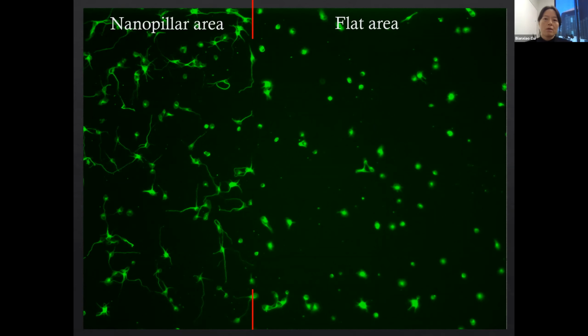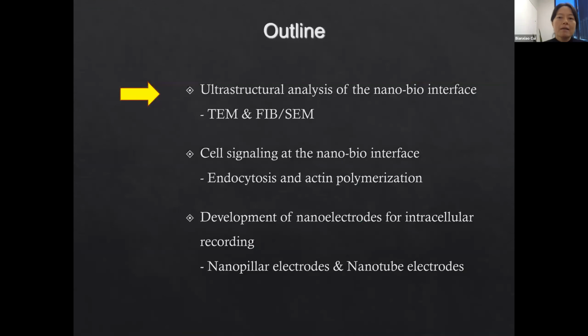And again, I want to stress that the difference is inside exactly the same culture, starting from the same batch of cells, all made of silicon dioxide and all coated with the same cell adhesion molecule. The real difference between the two areas is just their topography. One is smooth and one has nanopillars. And now the question is why? Why do cells on nanopillars grow out axon dendrite much faster?